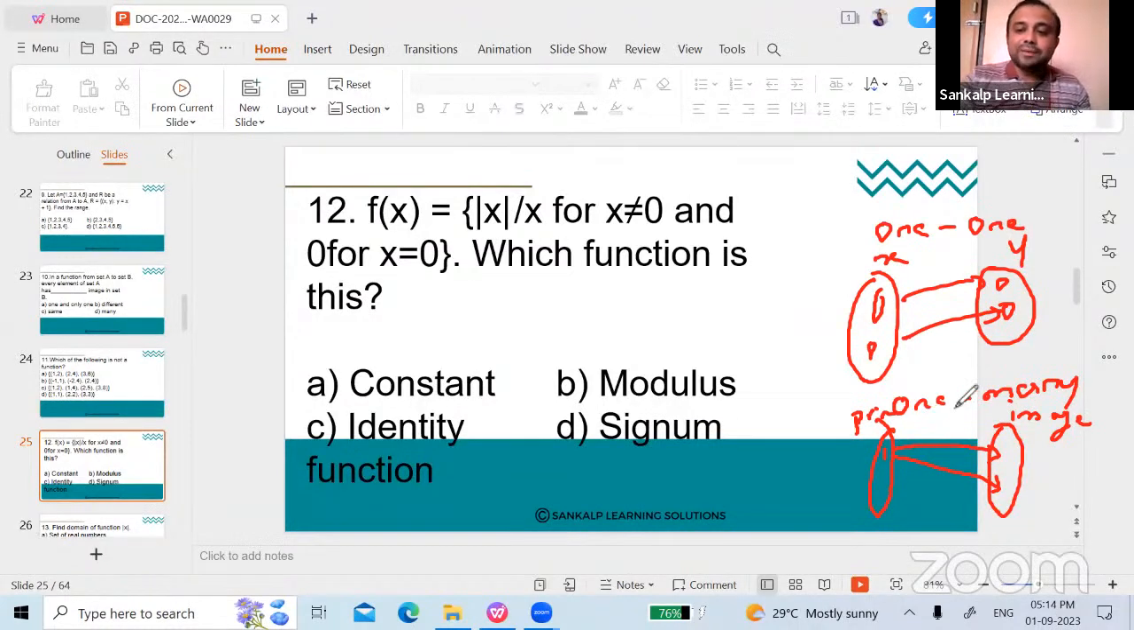Why? Because I will try to give a simple example. Always try to remember this. This is important for the CET concept also. Suppose I have one to many, in the sense that I give one product as input and many results come out. It is not always a function.